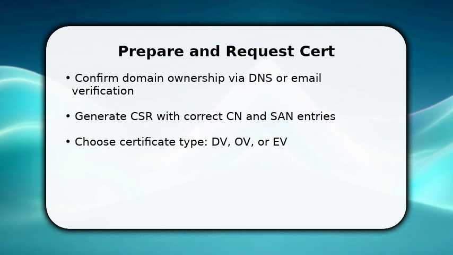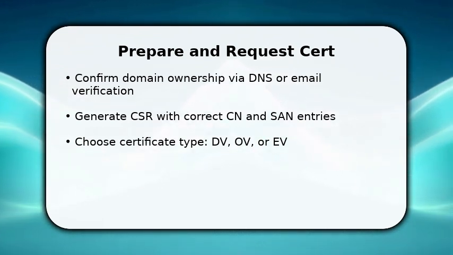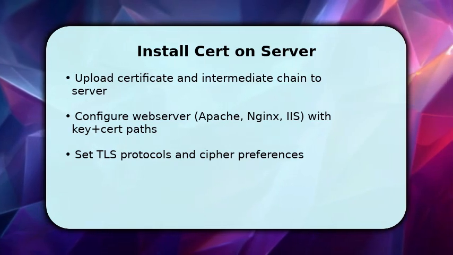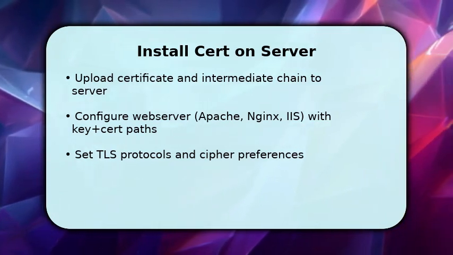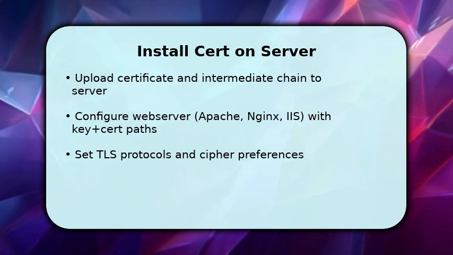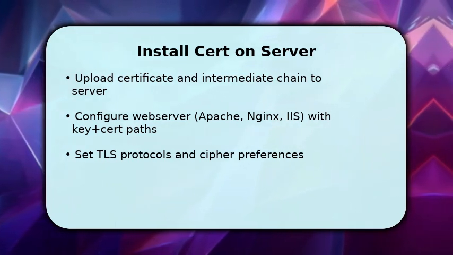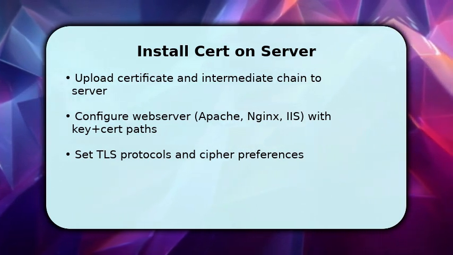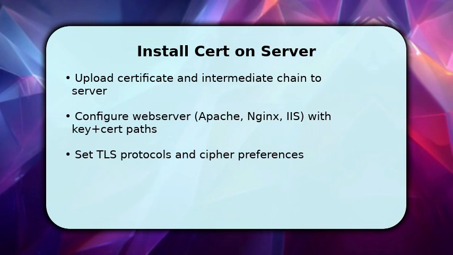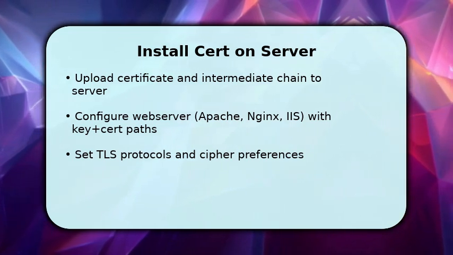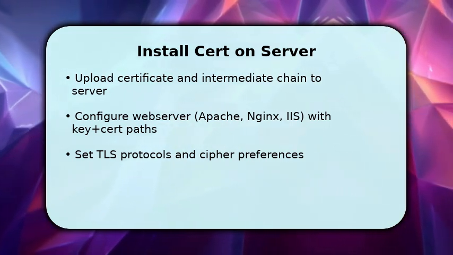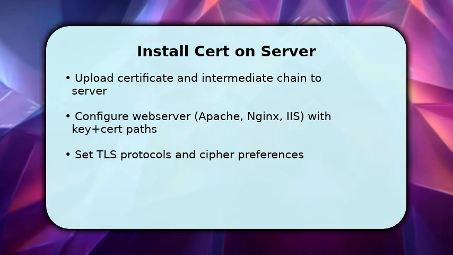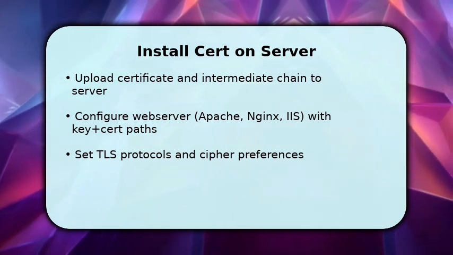You'll now place the certificate and intermediate chain on the server and configure your web server to use them. For Apache, update the virtual host with SSLCertificateFile and SSLCertificateKeyFile. For Nginx, set ssl_certificate and ssl_certificate_key. Once configured, reload the server to apply changes and check logs for errors. Make sure to include the full chain so browsers trust the cert. Also adjust TLS versions and ciphers to modern settings.